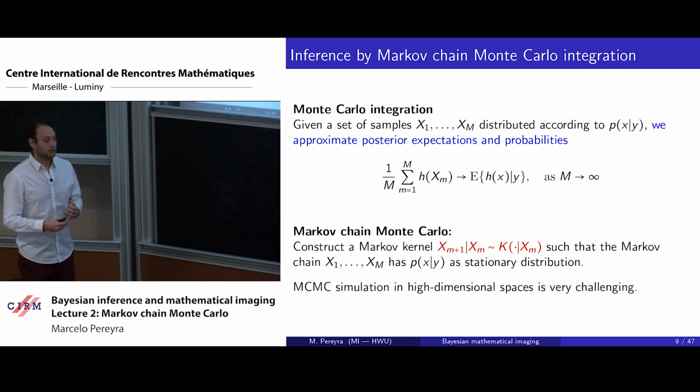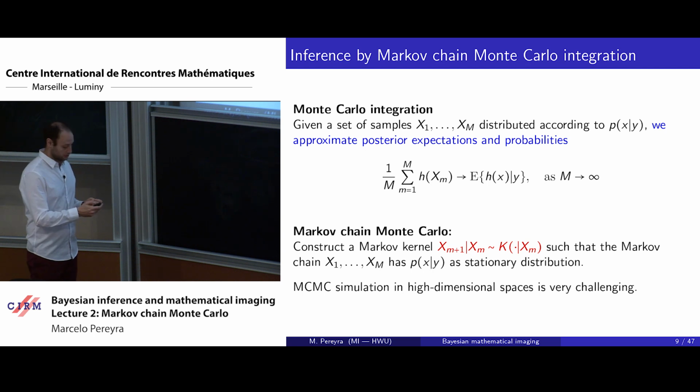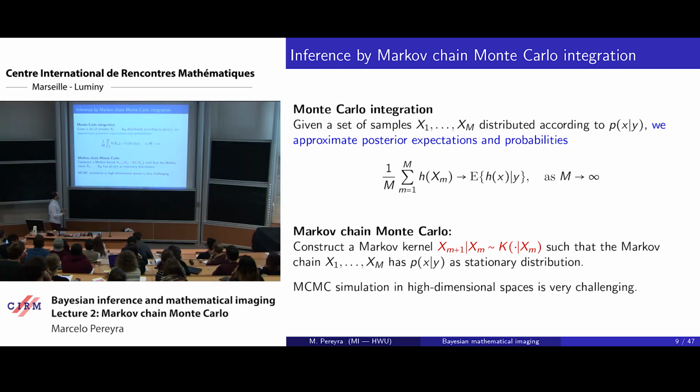And one strategy that is very general, and that's one of the reasons why I like it, is that you can construct a Markov chain that will iteratively generate those samples by dancing around the parameter space. So what you need to specify is a Markov kernel, and a Markov kernel is just a rule for generating a random variable.